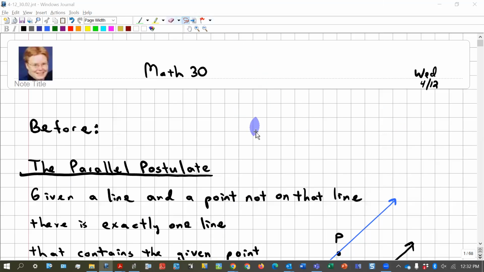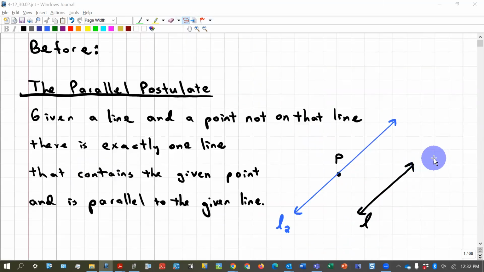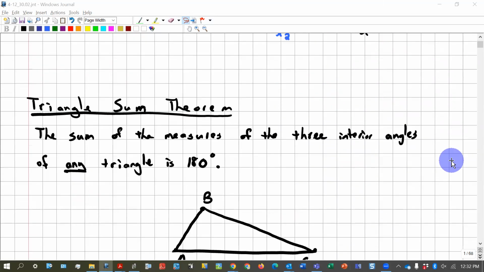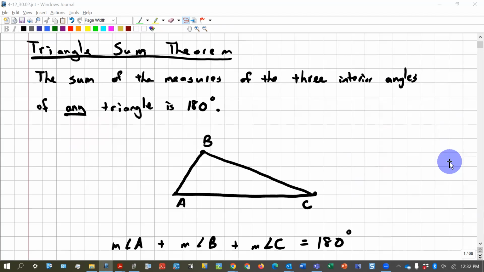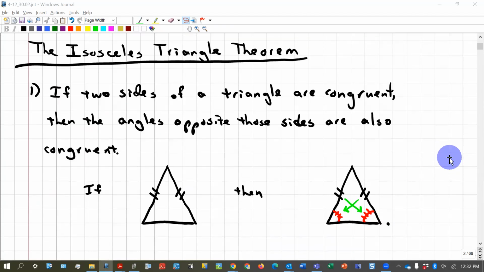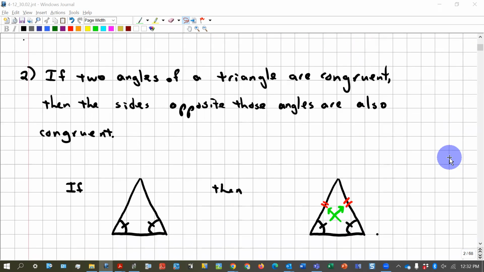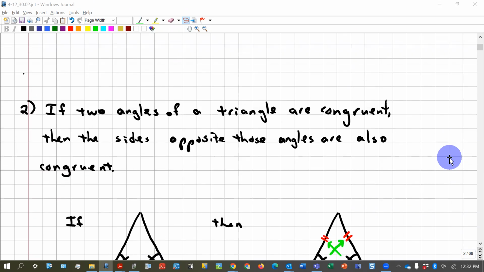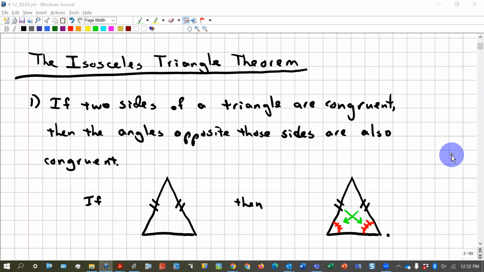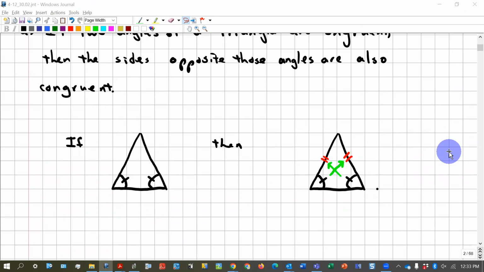Two class periods ago, we talked about the parallel postulate, and that allowed us to prove that the 3 angles of any triangle add up to 180. And then last time we proved that if a triangle has 2 equal sides, it has to have 2 equal angles and vice versa. A triangle with 2 equal sides is called isosceles. So this fact is called the isosceles triangle theorem. The equal sides and the equal angles are opposite each other, sort of across the triangle from each other.